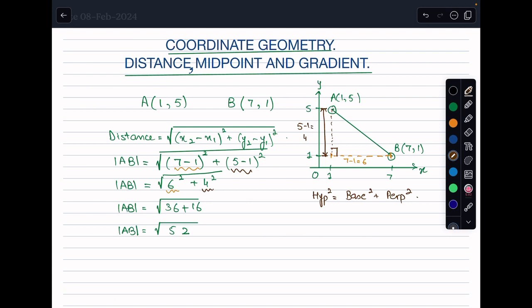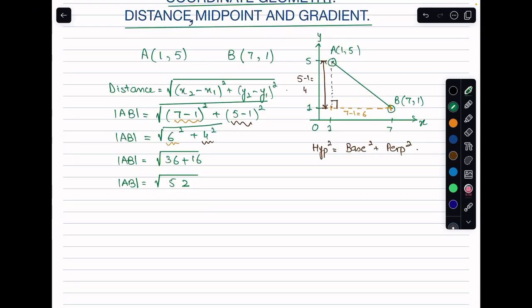Either you get the horizontal or vertical distance from the very beginning, and then say this is 6 the whole square plus 4 the whole square, and take the square root, and we have the distance. So this is the basics of the distance formula. Now after the distance formula, we can have the midpoint.